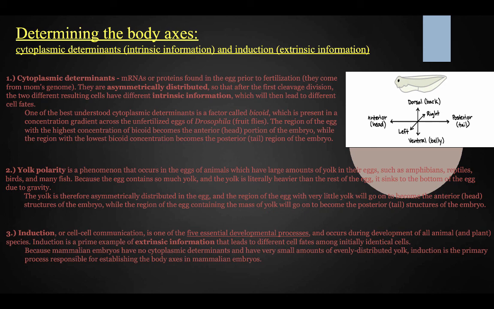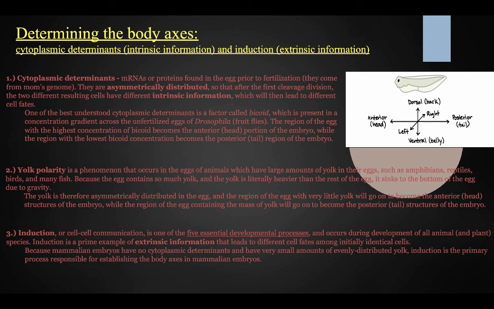For instance, they've done a lot of research on Drosophila, fruit flies, and there is a factor they have looked at for the cytoplasmic determinant, which is called bicoid. It's present in a concentration gradient across the unfertilized egg. And so the region that has the highest ends up becoming the head. The region with the lowest ends up becoming the tail of the embryo.